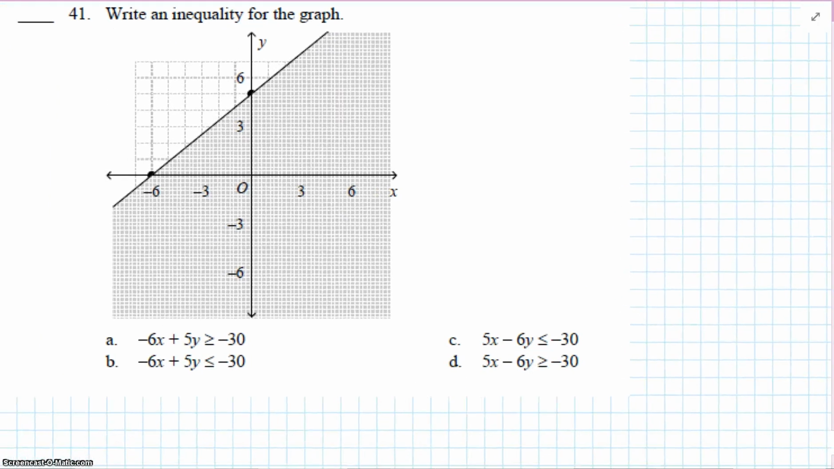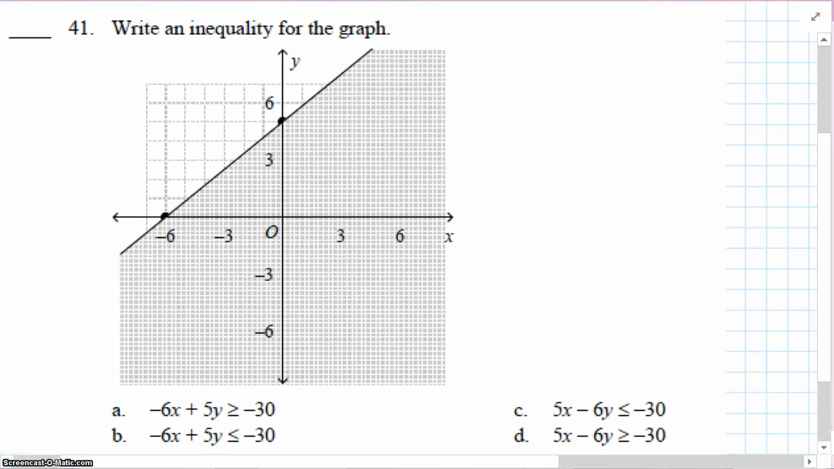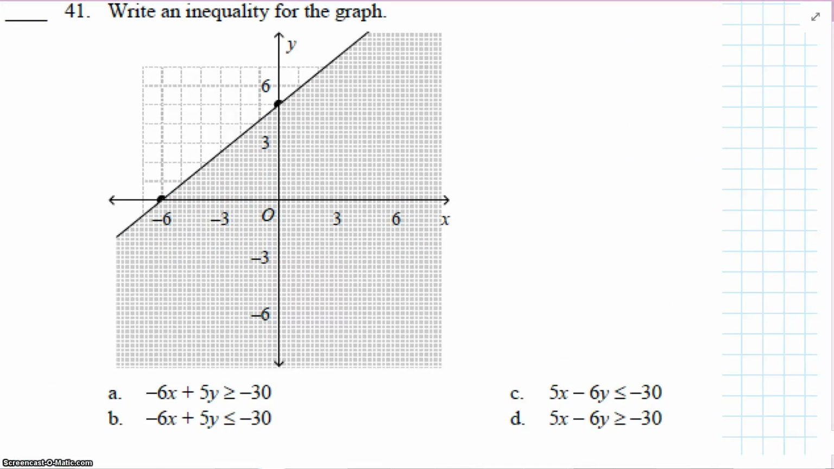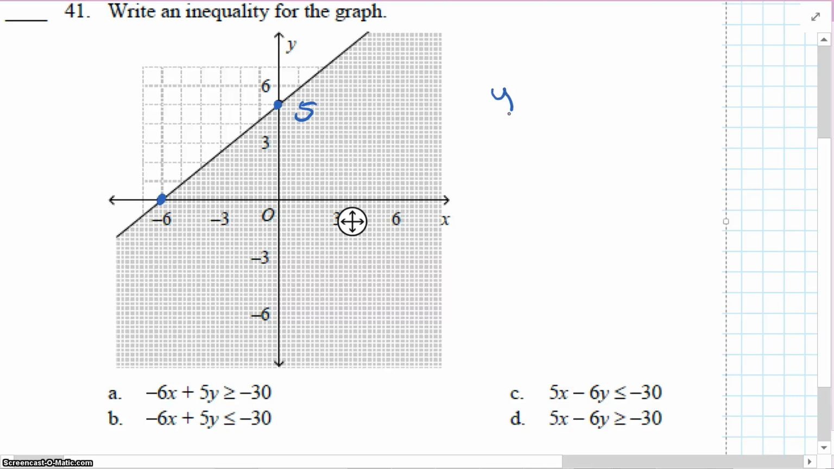Write an inequality for this graph. So there's two ways to go about this. You have a negative 6 there, and you got a 5 there. The way I would do it is I would say y is less than or equal to, so when x equals 0, what's y? So y is 5. So my y-intercept's 5. So what's my slope? Well, I'm at negative 6 and I'm at 5.